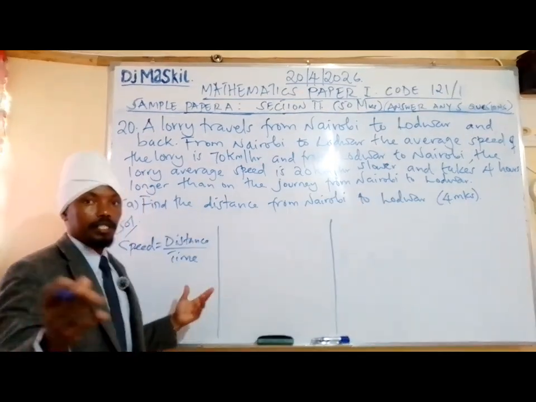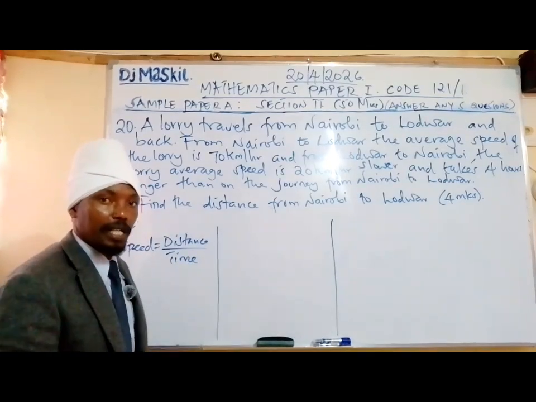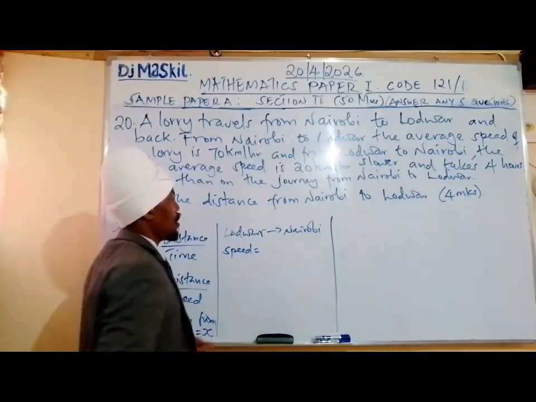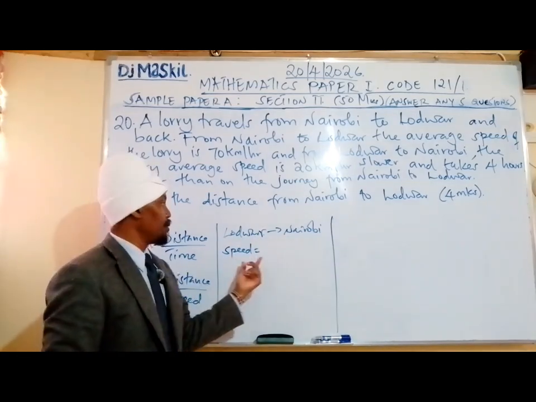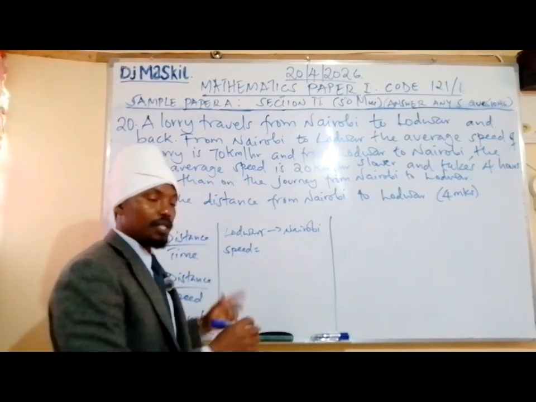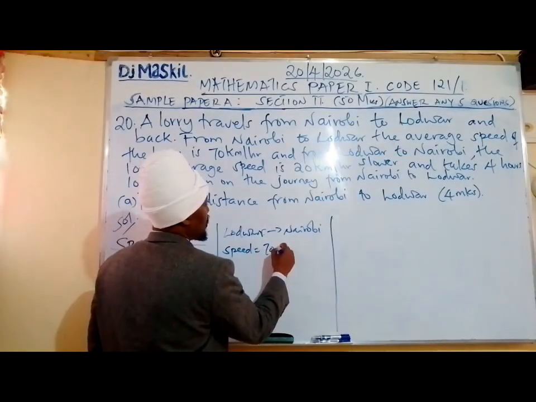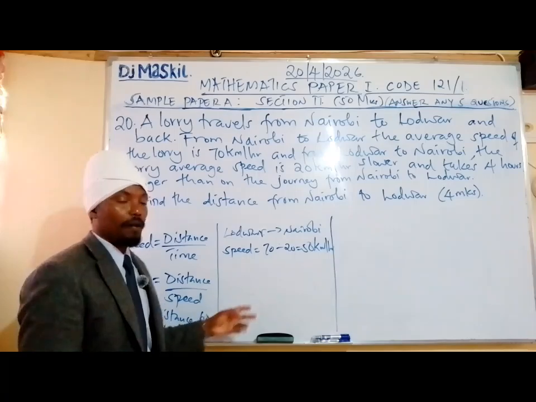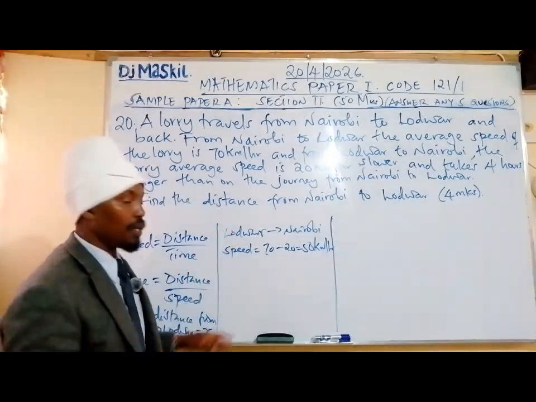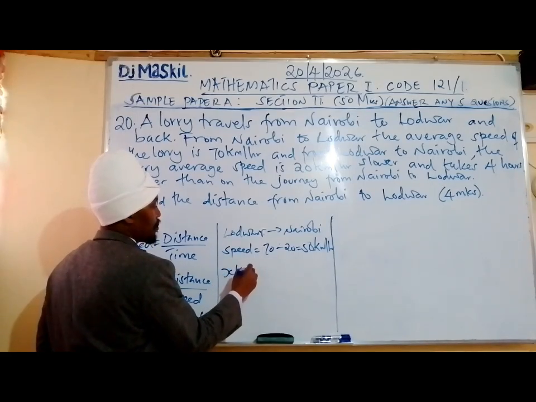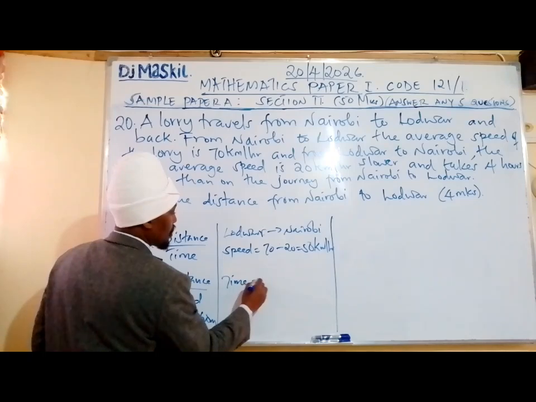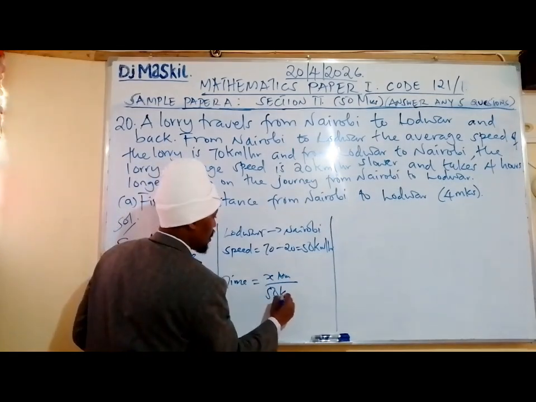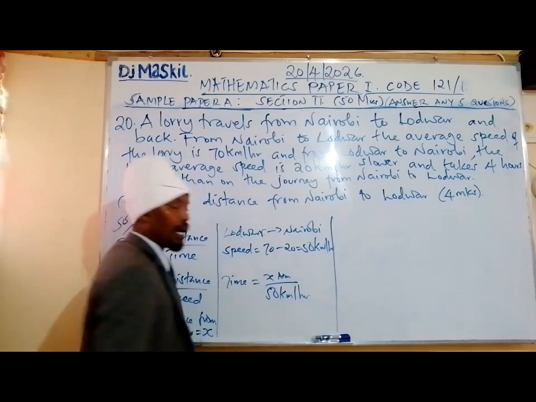Now, speed is equal to distance over time taken. Now, let the distance from Nairobi to Lodwar be x. So the speed from Lodwar to Nairobi is 20 kilometers per hour slower. So you're going to take 70 minus 20. This will give you 50 kilometers per hour. But the distance from Nairobi to Lodwar is x kilometers. You can say time is equal to x kilometers over the speed, which is 50 kilometers per hour.